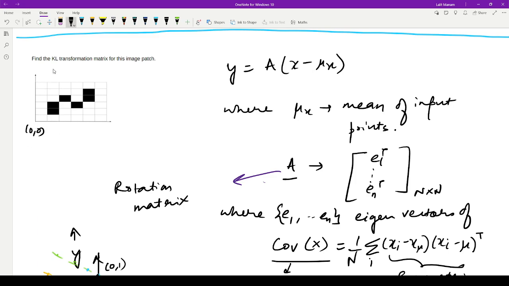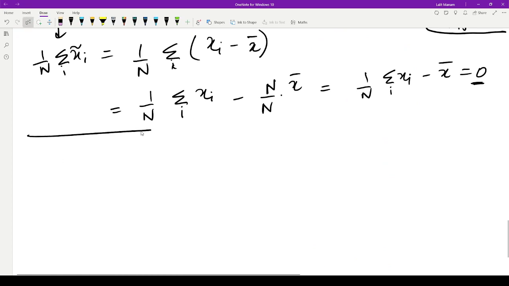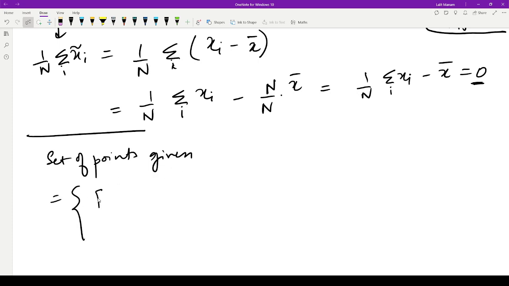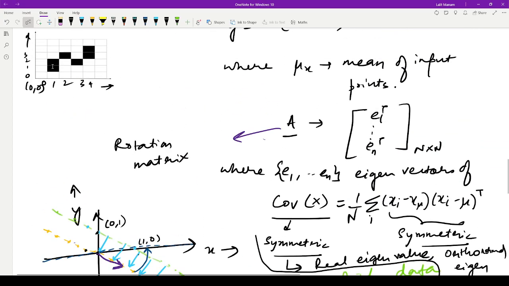Here we need the KL transform of the matrix. We are given these black dots, which are our data points. Our data points lie in two dimensions. Your x-axis will vary from 0, 1 like this, and your y-axis varies like this. So what are the set of points that we have given this image? 1, 1, 1, 2.